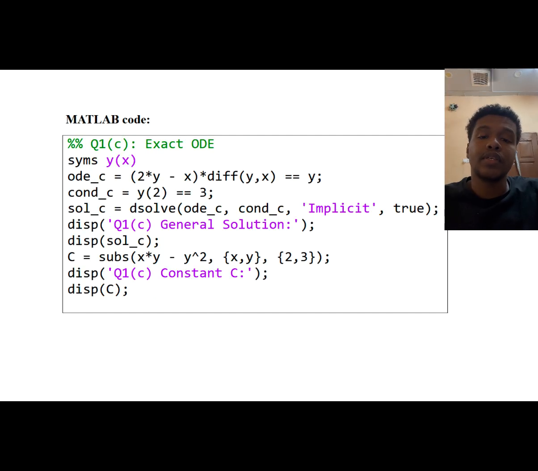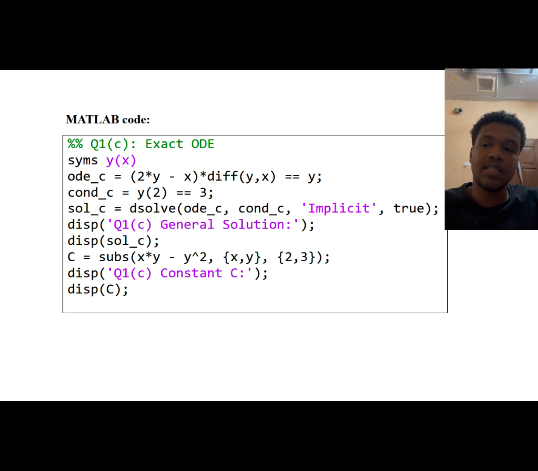Moving to question number 1c, exact equation, starting with syms y(x). After that, we define a variable to put our equation in it, and also define another variable to put our initial condition, and start solving the equation using the solve function. But this time we will set Implicit to true. And what exactly does Implicit do? It tells the MATLAB code to not isolate y from the equation, so that we can see something like F(x,y) equals c, for example, because MATLAB automatically tries to separate y from x.